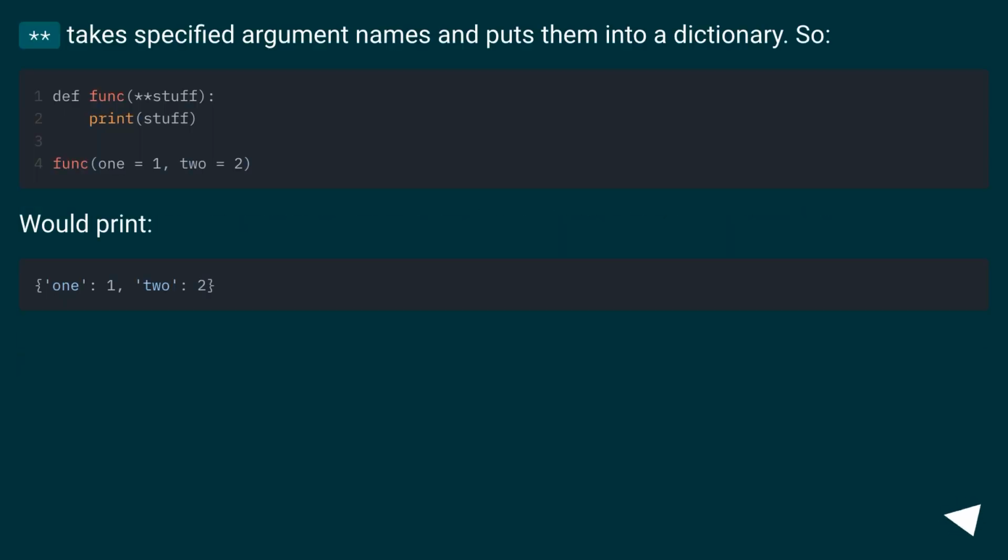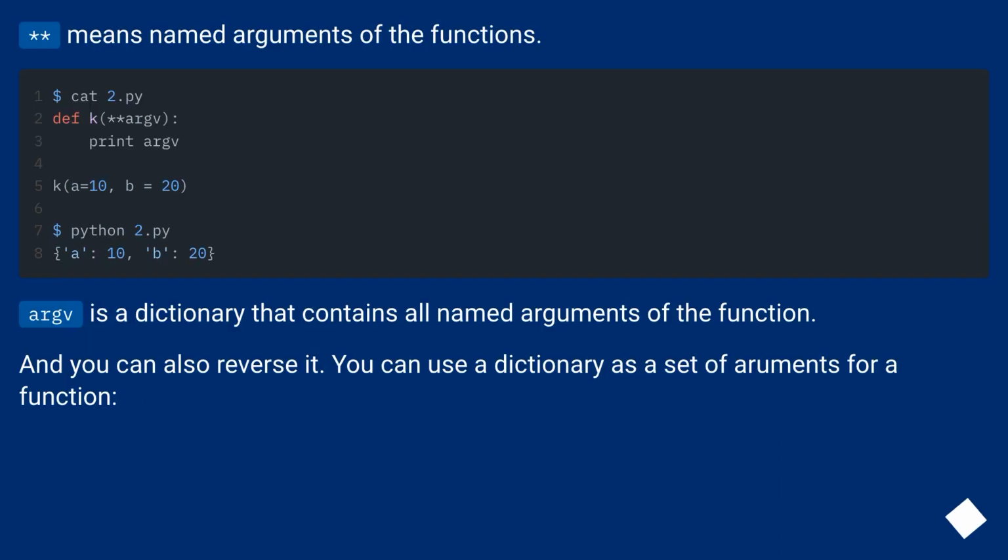** takes specified argument names and puts them into a dictionary. So, this would print. ** names named arguments of the function. args is a dictionary that contains all named arguments of the function.